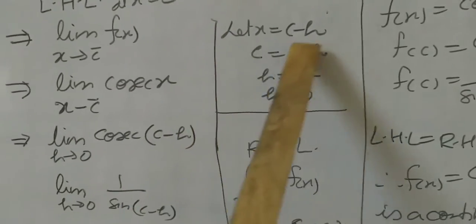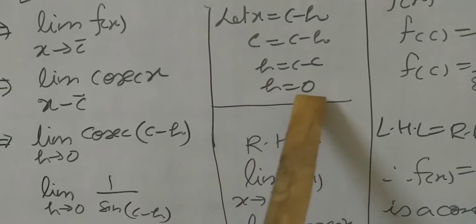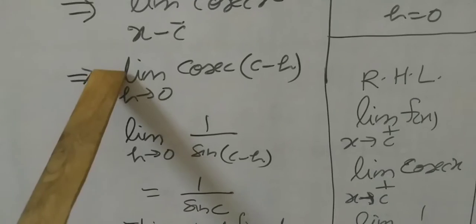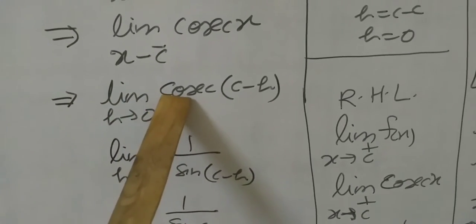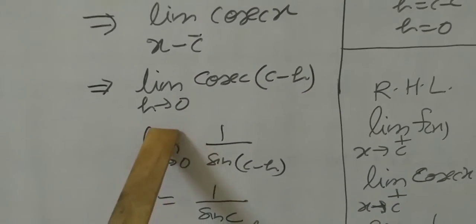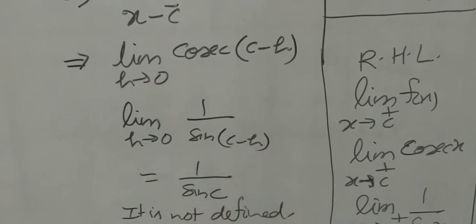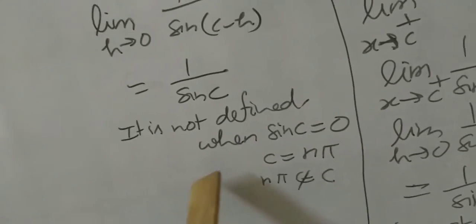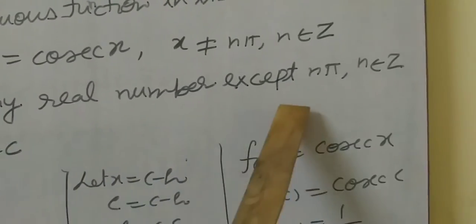Let x equal to c minus h, students. Then h tends to 0, as we did earlier. Then limit h tends to 0 cosec (c minus h), limit h tends to 0, 1 upon sin (c minus h) equal to 1 upon sin c. So it is not defined when sin c equal to 0, students. c equal to n pi, and n pi does not belong to the domain here, so we can say it is true here, correct?